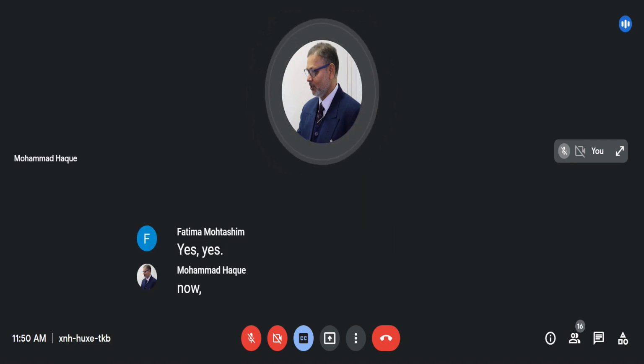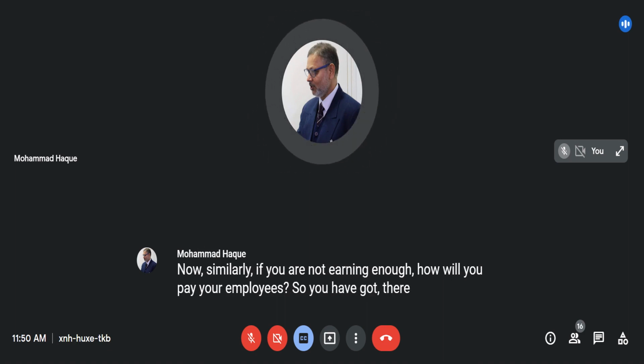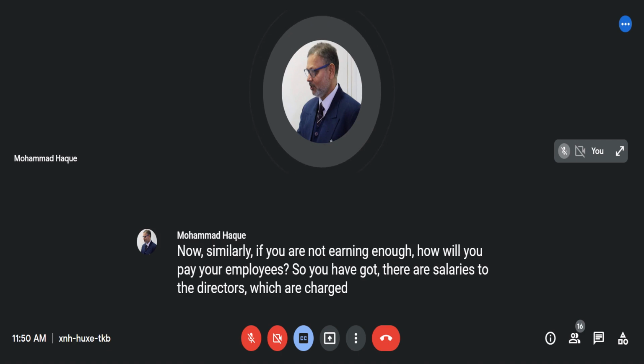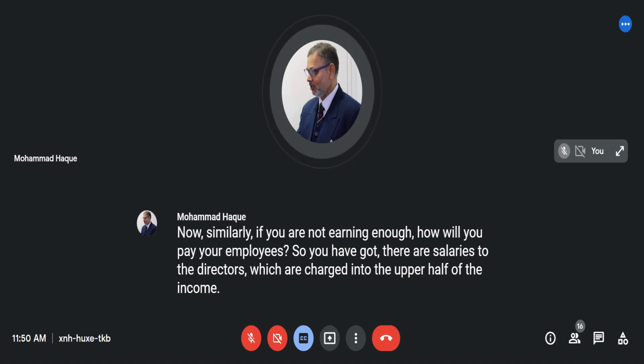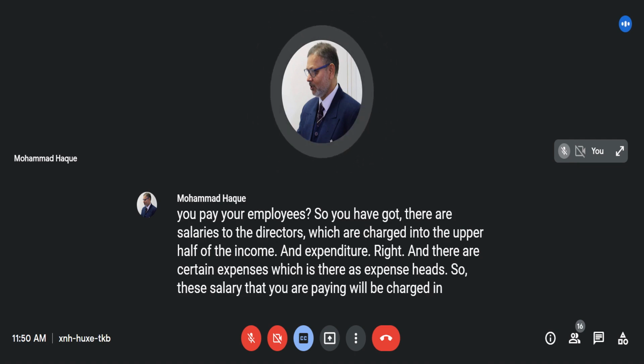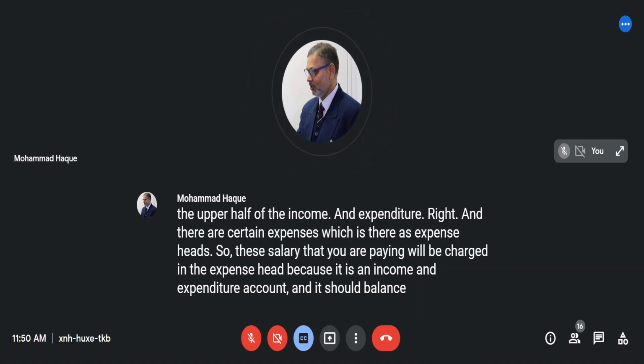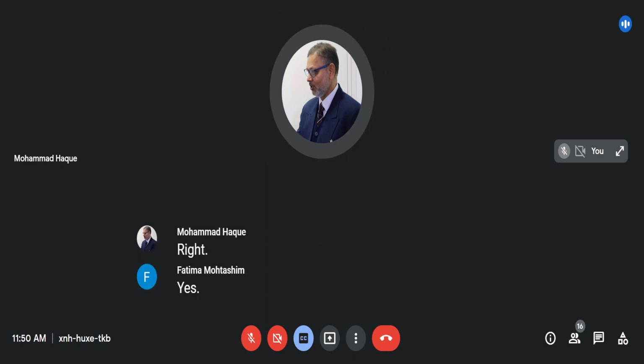Now, similarly, if you are not earning enough, how will you pay your employees? There are salaries to the directors which are charged into the upper half of the income and expenditure account, right? And there are certain expenses which are there as expense heads. So the salary that you are paying will be charged in the expense head because it is an income and expenditure account and it should balance out at the end, right?